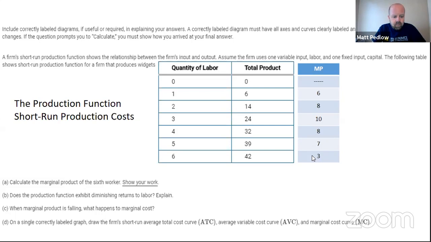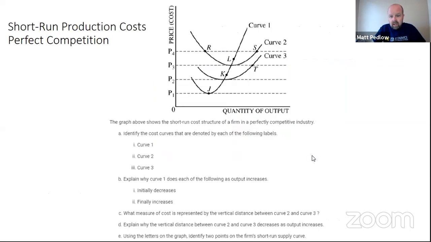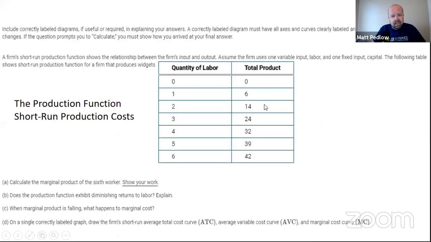And then D, using a single correctly labeled graph, draw the firm's short run average total, average variable, and marginal cost. And you know what? Instead of doing this, why don't we just do that? It's got to look just like that. No, you wouldn't have letters on there. Key, once again, make sure your marginal cost goes right through the bottom, and make sure your average variable gets closer to your average total, right? Big gap over here, smaller gap over there. Look at this. 2 down.